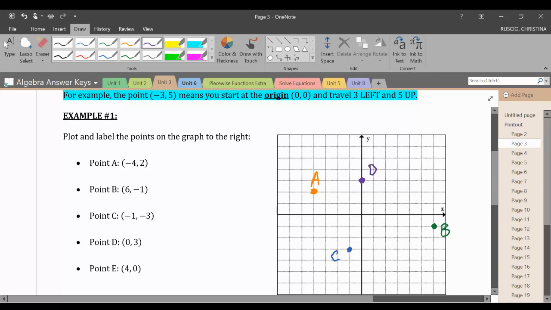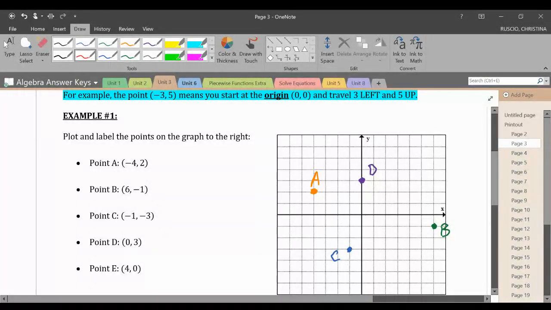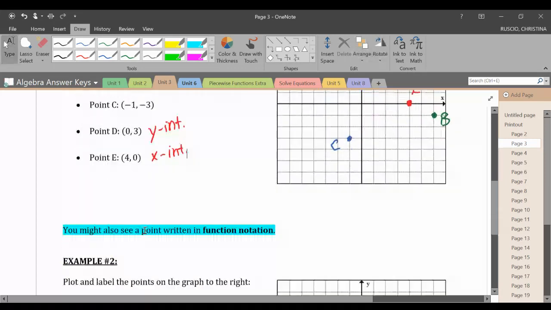3. And then point E is the opposite of that. So E, we're going to go 4 to the right, 1, 2, 3, 4, but we're not going to go up and down. I would say that points like D and E can be the trickiest. So always be mindful that anytime that there is a 0 for the x value, it's the y-intercept. So this is a y-intercept. And point E is an x-intercept when 0 is in for the y.